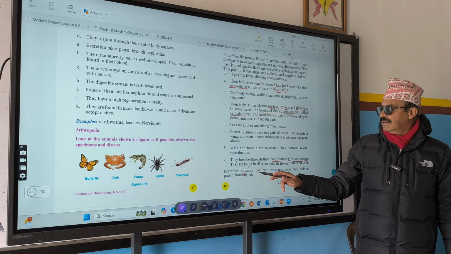And their body is covered with exoskeleton, a hard part, right? And that is made up of calcium carbonate or calcium. Their head contains tentacles and eyes. This is also an important characteristic. In the next group also there are tentacles.